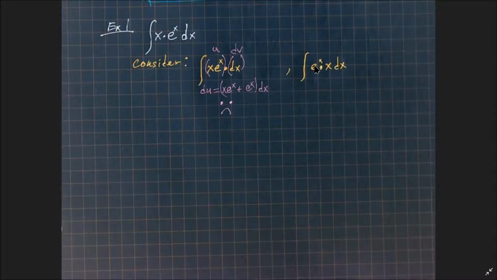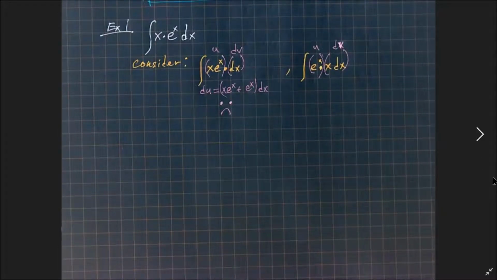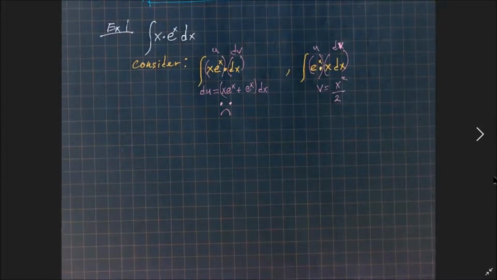If we chose to do the product, move the x over and do the product with e to the x as u and the x dx as dv, well, that might be okay, except we have to integrate our x dx. And that's going to give us x squared over 2. X squared is more complicated than x. It's getting bigger, not smaller. So that would be going the wrong direction.